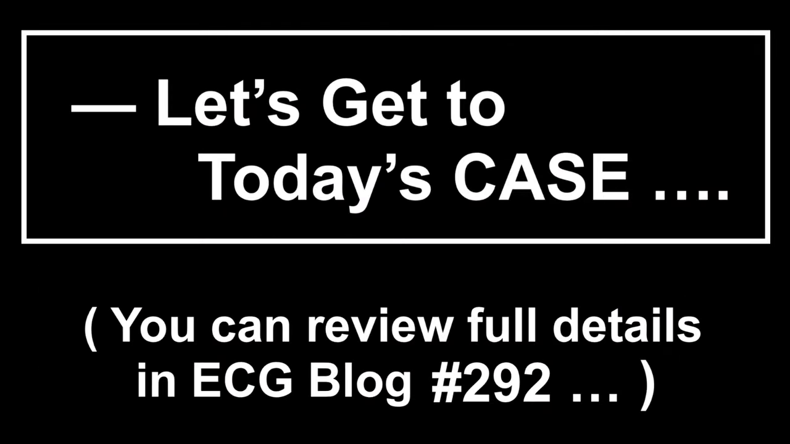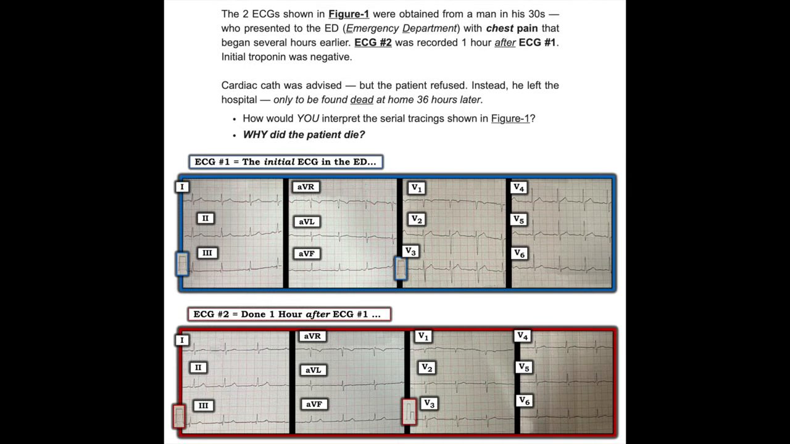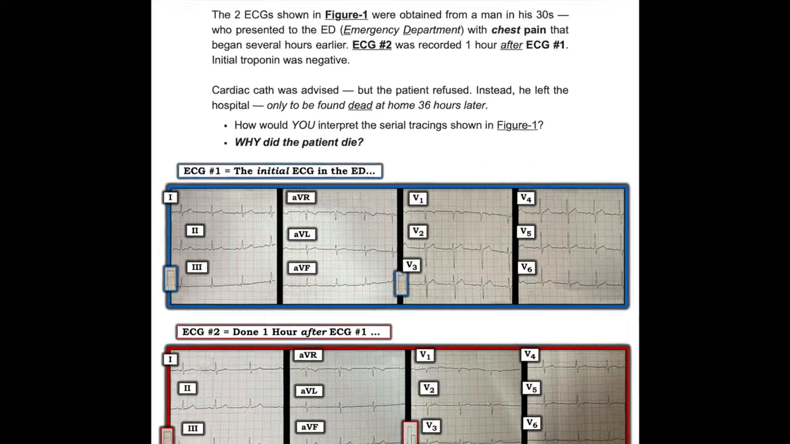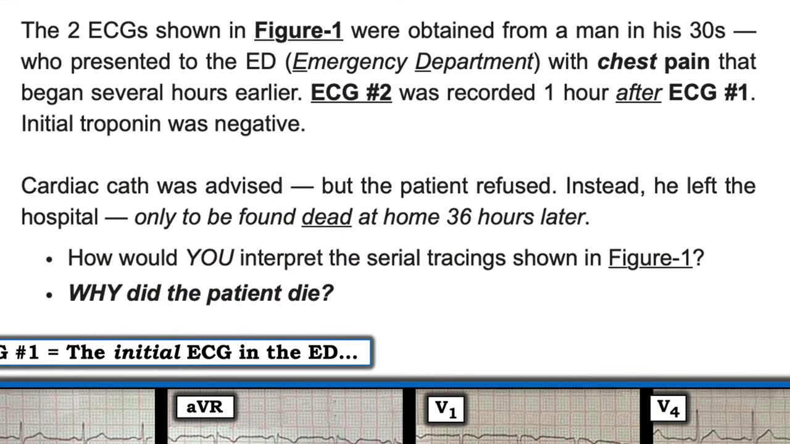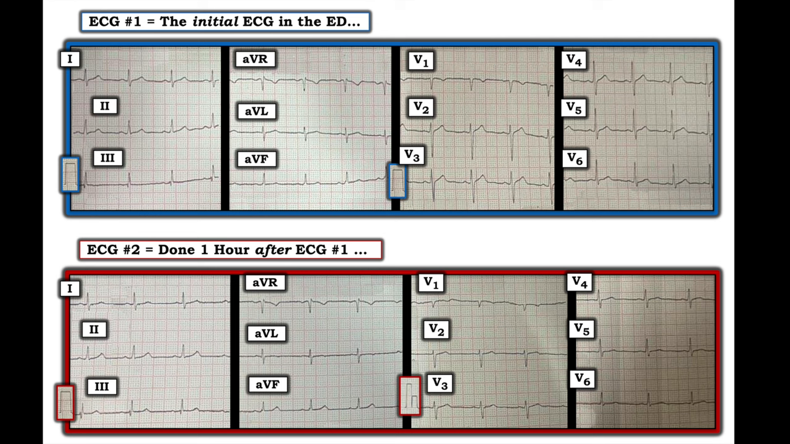But let's get started with this case. The two ECGs I'm showing you were obtained from a man in his 30s. He presented to the emergency department with chest pain. It began several hours earlier. ECG number two was recorded 1 hour after ECG number one.